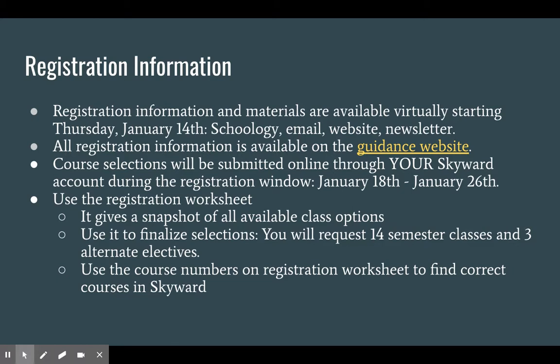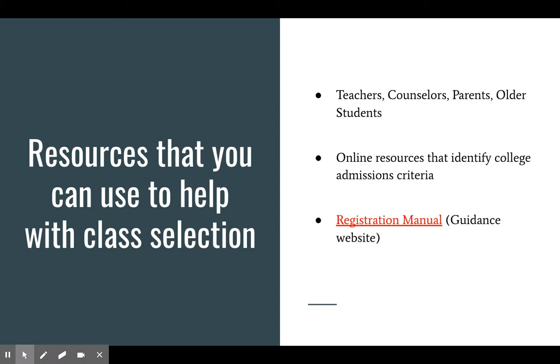This is where you'll actually maybe do your circles, but you'll select 14 semester courses and then 3 alternate electives in case you can't get into an elective that you're interested in taking. The worksheet also provides you with course numbers for the registration process. So when you actually go into Skyward, you do need to select the courses by their course number, and you'll find the course numbers on that registration worksheet. So it's a handy little tool for you. So just something to keep in mind.